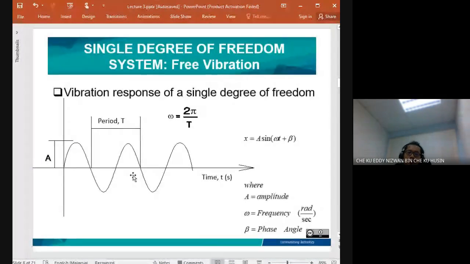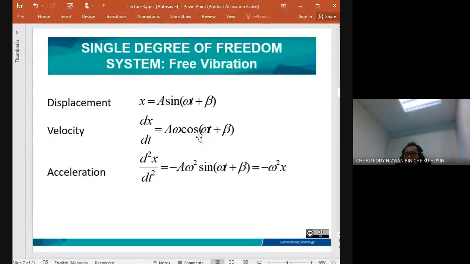The phase angle refers to where it started, the starting point, the angle when t is equal to 0. So the displacement we can represent as x, which equals A sine omega t plus beta. The velocity is the derivative, so we differentiate the displacement to get the velocity. We can use the symbol x dot.